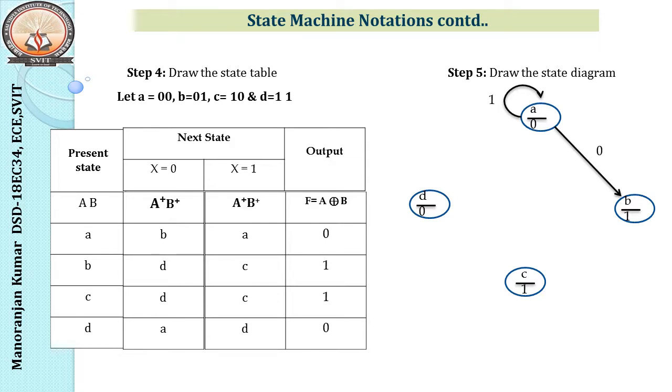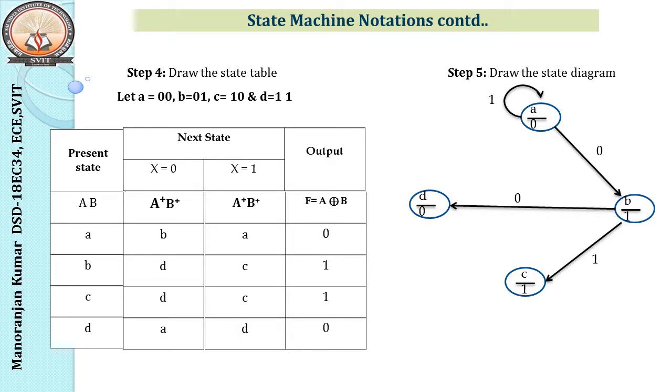In the same manner, when you check present state B, when input is 0, where are we going? We are going to D. So we'll show this transition for input 0. When input is 1, we are going from B to C. So that transition is shown here. So this is for 1.